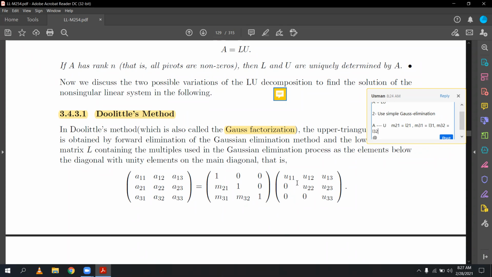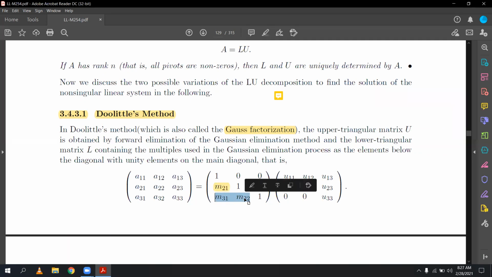So you do what? Use simple Gauss elimination, or you multiply directly. I give you the example for direct multiplication also, but I always advise, don't use direct multiplication. Always use simple Gauss elimination. Convert A into U, and this U and that U are exactly the same. To convert into U, we use 3 multipliers, and these 3 multipliers are the elements of L we have here.